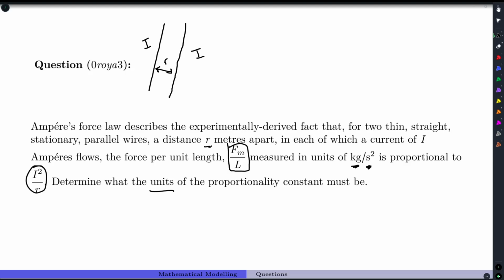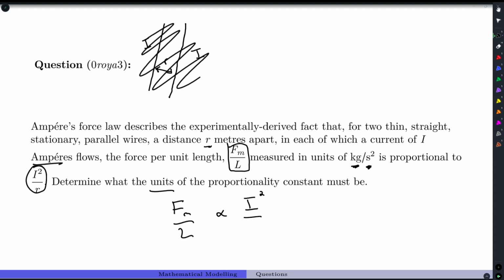Okay, so actually I don't really need the picture. I don't need to understand what's going on. We have different expressions here. So they're saying force per unit length. So force, incidentally, should be what? Kilogram meters per second squared. And then they're dividing by length, so that gets rid of the meters. So this is proportional to the current squared, so the current is measured in amperes, divided by r, which is measured in meters.